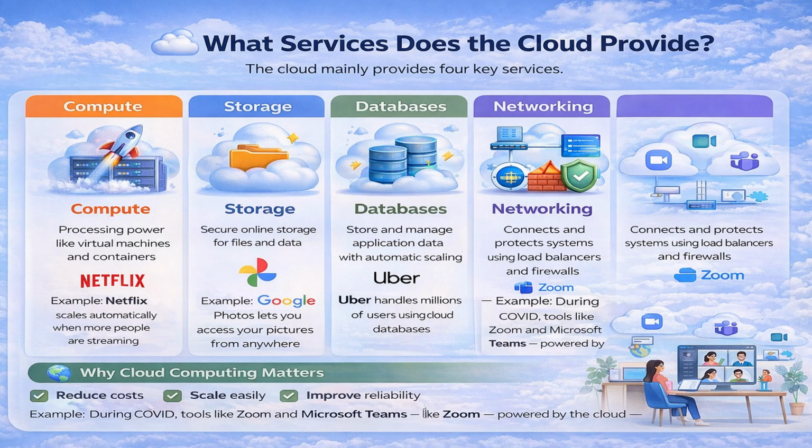2. Storage. This provides secure online storage for files and data. For example, Google Photos. It lets you access your pictures from anywhere. 3. Databases. It stores and manages application data with automatic scaling. For example, Uber. It handles millions of users using cloud databases. And lastly, networking. Networking connects and protects systems using load balancers and firewalls.